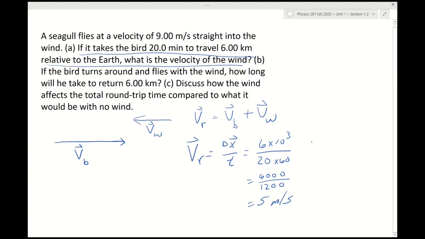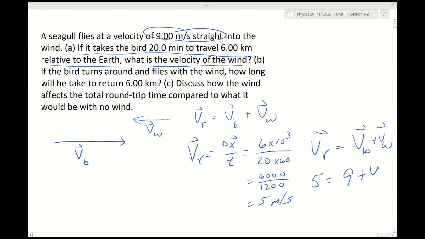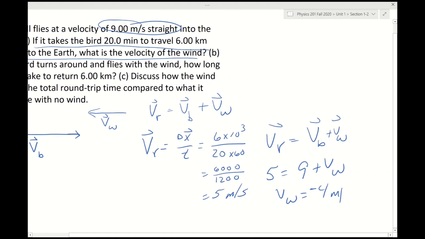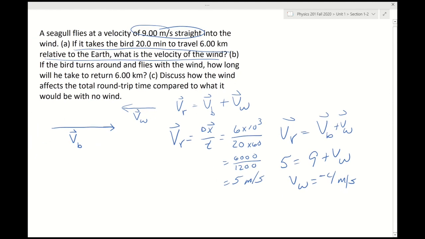Now, if VR is equal to VB plus VW, then 5 is equal to 9. We know that is the speed of the bird plus VW. So we now know that VW must be a negative 4 meters per second. The negative here simply means that it's going in the opposite direction from the bird. Since we chose the bird going to the right, then the wind is going to the left.